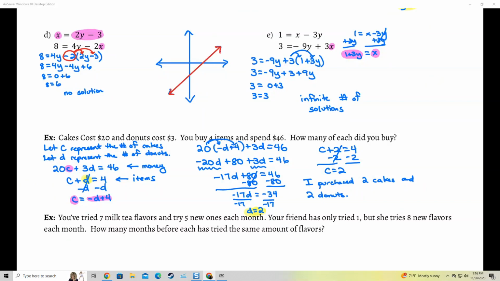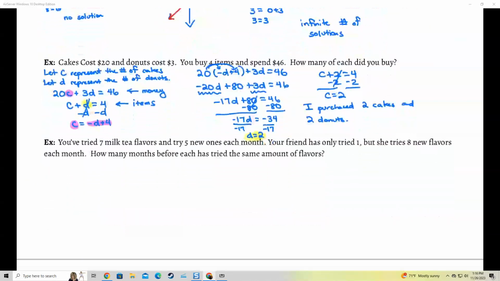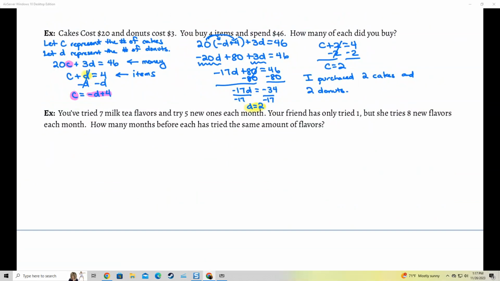Okay. All right, we're down to our last problem. It says, example, you've tried 7 milk teas and tried 5 new ones each month. Your friend has only tried 1, but she tries 8 new flavors each month. How many months before she has tried all the amount of flavors?